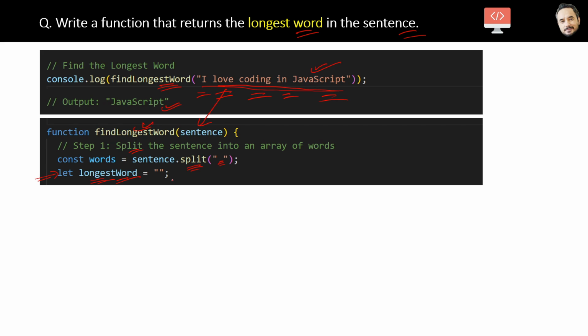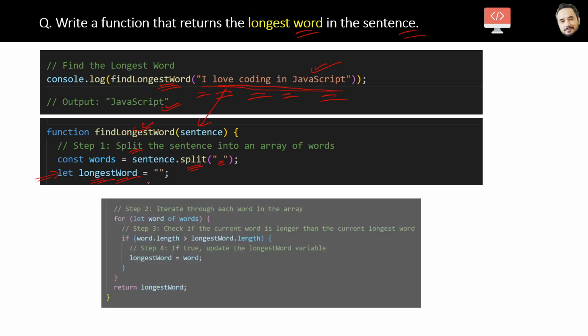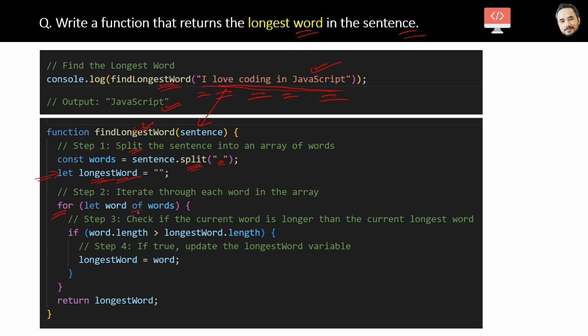Coming back to the question, now we will use the for of loop to iterate over all the word elements of the array of words that you just created. As a next step, we have to check if the word length is longer than the current longest word length.